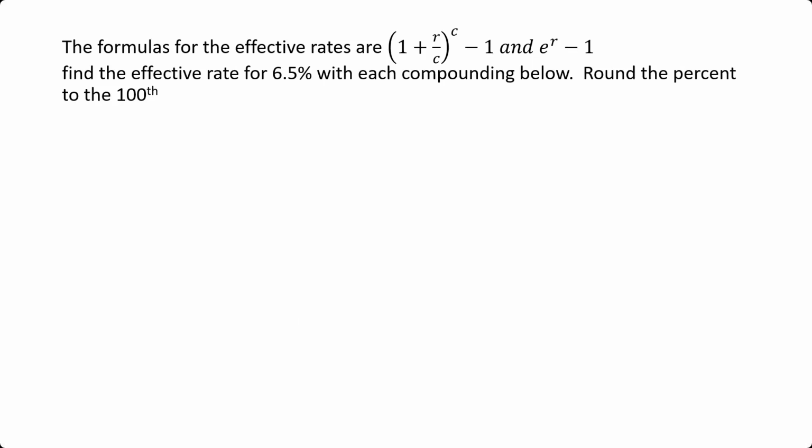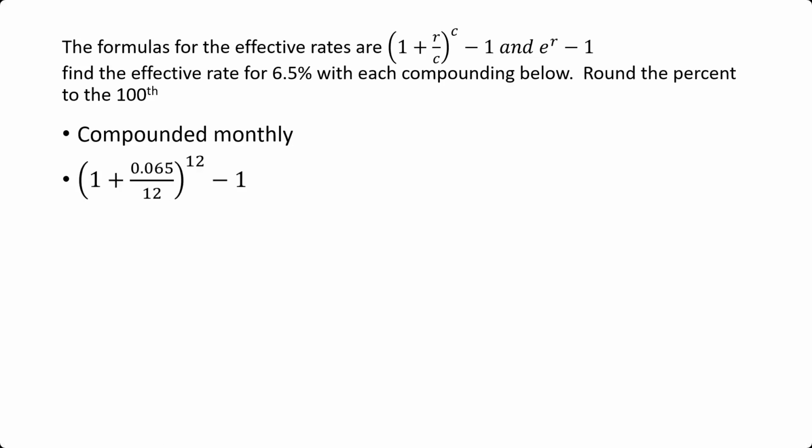Find the effective rate of 6.5% with each compounding. So 6.5% compounded monthly. Monthly is 12 times, 12 months in a year. So C is 12 and r is your percent as a decimal. When you plug it in: 1 plus 0.065 divided by 12, to the 12, minus 1. If your calculator puts the 12 up in the exponent, make sure you move down before you subtract 1. If you have a caret and then the 12, you won't need to put any parentheses.